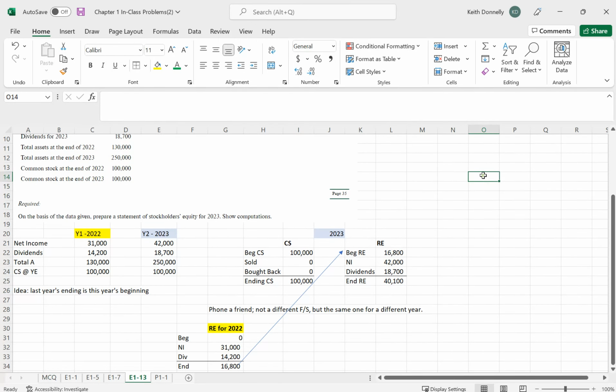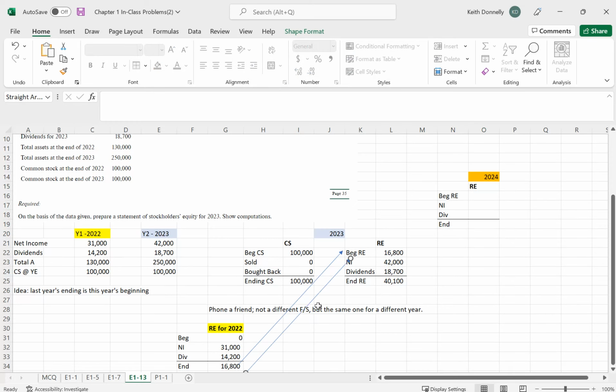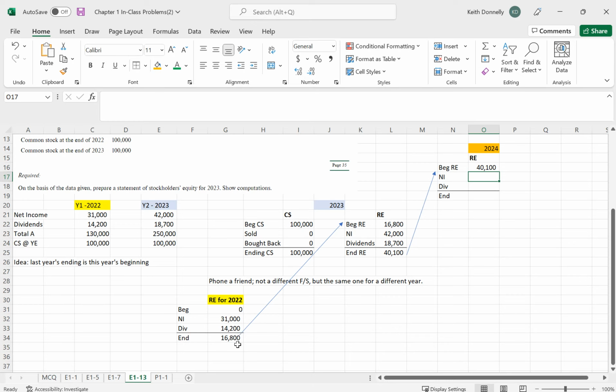If we were then to be crazy and look at 2024, we made that orange and we were doing retained earnings. You'd have beginning plus net income minus dividends equals ending. Same setup. But in this case, our beginning in 2024 would be the 40,000. So like I said, only in the first year of operations is your beginning balance 0. Every other year, like 2024 or 2023, your beginning balance is last year's ending.